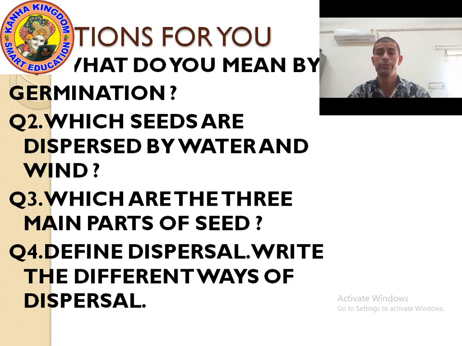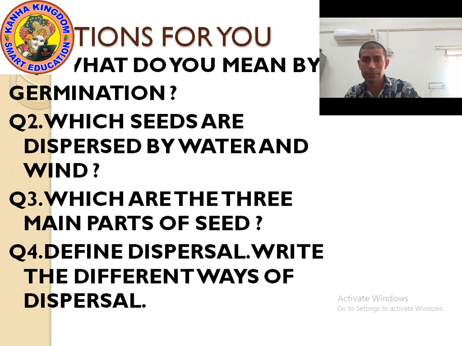Now it's time to revise today's topic with the help of some questions and answers. So let's start. Question number one: what do you mean by germination? What is germination? The process by which a seed produces a new plant is called germination. Yes, the process by which a seed produces a new plant is known as germination.